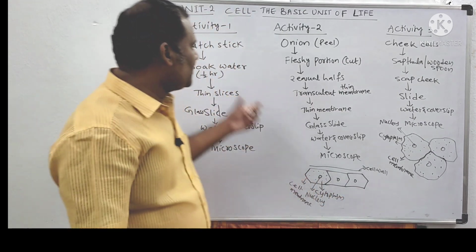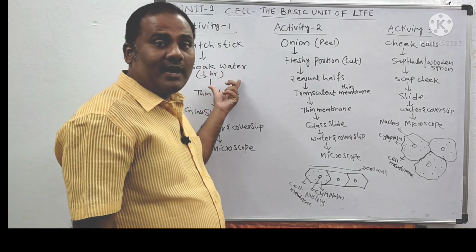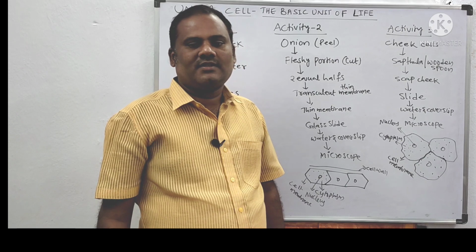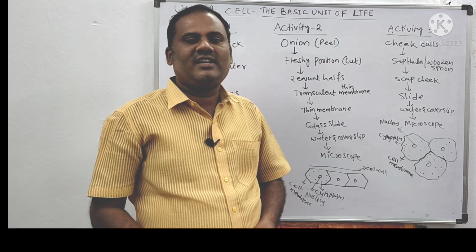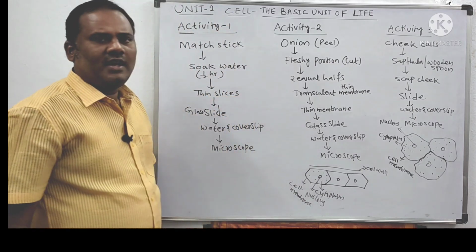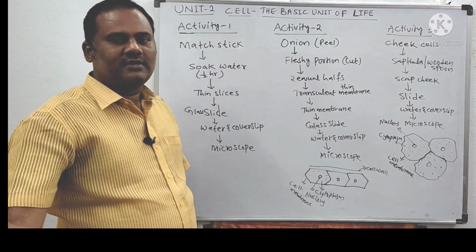Animal cell. So this first one is nothing but what? That is dead cells. The remaining two come under what? Living cells. So these are the three activities which reveal to us about the cells.